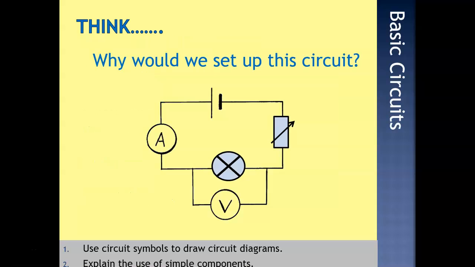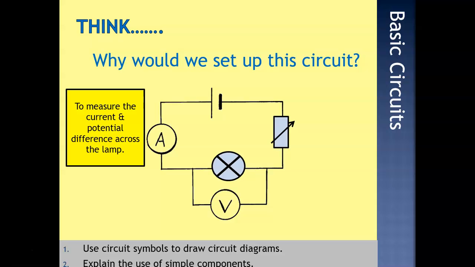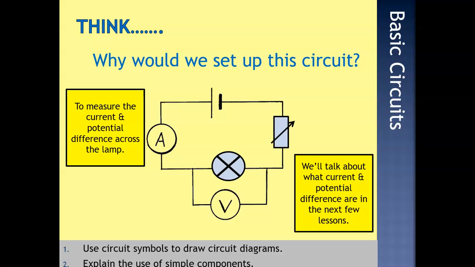Okay, why would we set up this circuit? What would that circuit allow us to achieve? Well, it would allow us to measure the current and the potential difference across that lamp. And that makes it easier for us to work out certain things. We're going to be looking at current and potential difference in the next few lessons. So get that circuit down. Please be noted that is a really useful circuit for us to know.